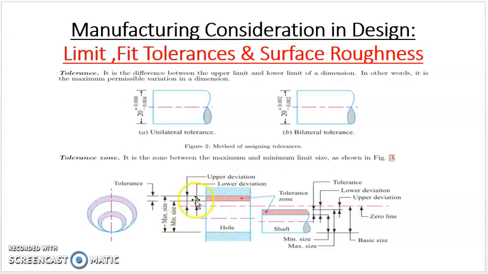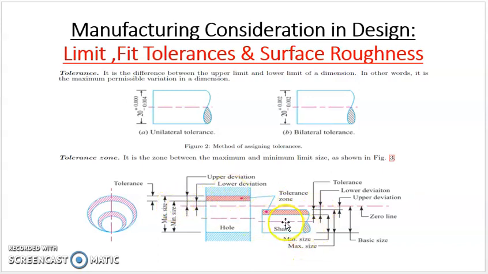Now what is the lower deviation and upper deviation? First we have to clarify our tolerances, then we fix one basic size. As you can see, there is a zero line. From the zero line to the maximum part, that is called the upper deviation. From the zero line to the minimum size, that is called the lower deviation here.